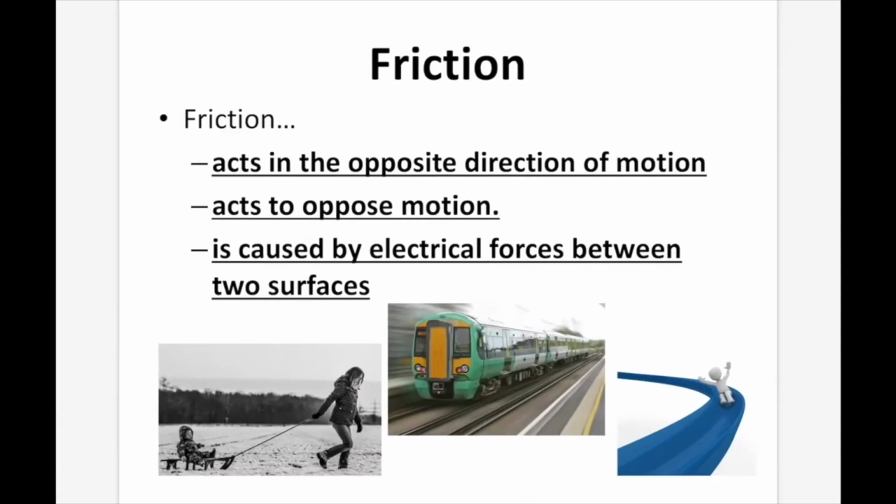Friction acts in the opposite direction of motion. It's always going to oppose motion. So if I'm going to the right, then friction is going to go to the left. If I'm going to the left, then friction is going to go to the right. It's always going to try to stop our motion. And it's caused by the electrical forces between 2 substances.